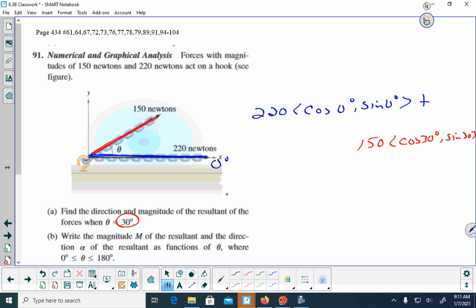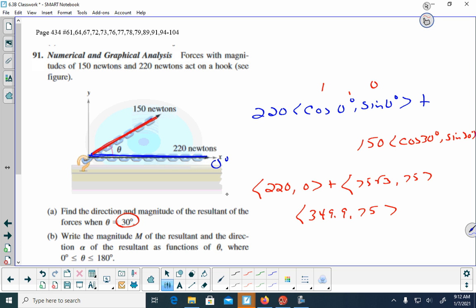What helps me here is the cosine of 0 degrees is 1 and the sine of 0 degrees is 0. So this first vector is going to be 220, 0. Then I'm going to add it to this one, which would be 75 times the square root of 3, 75, I believe. When I add these, I just threw it into decimals at that point, and I got 349.975. So it wants the direction and the magnitude.